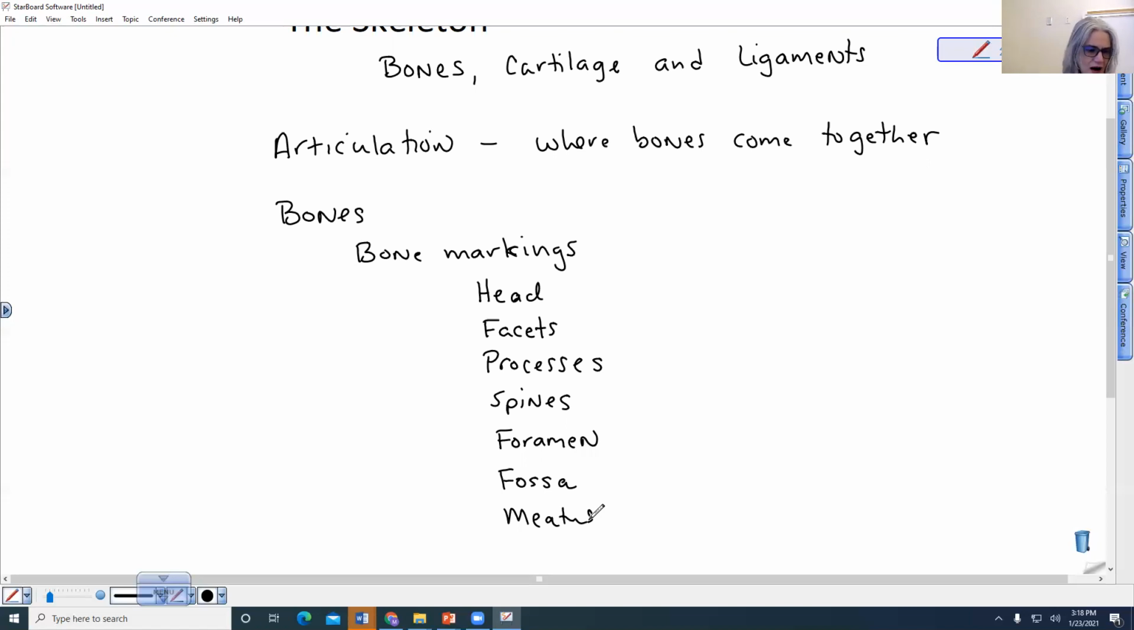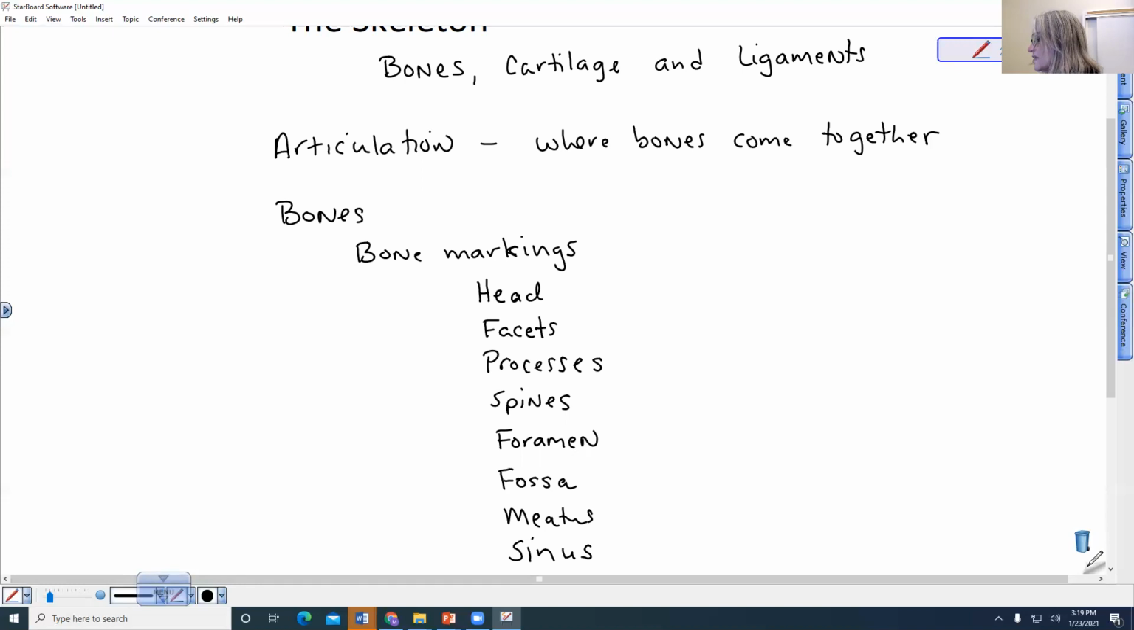And we could also talk about, for example, a sinus, like we see in the skull. And these are air-filled spaces within the bones. And these sinuses in our skull actually function to humidify our air, to trap debris, and it also makes our skull a little bit lighter. So these are some important examples of bone markings. This is not all of them, but we will talk more about these bone markings as we go through our discussion of the skeletal system.